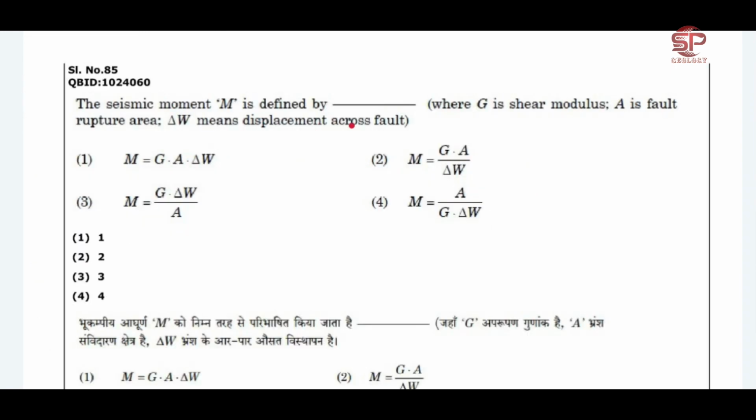The seismic moment M is defined where G is the shear modulus, A is the fault area. It will be M equal to G into A into the displacement, L. This is the formula for seismic moment.